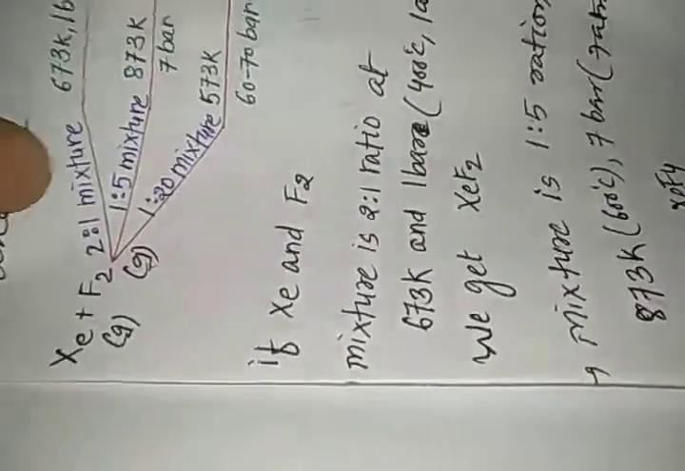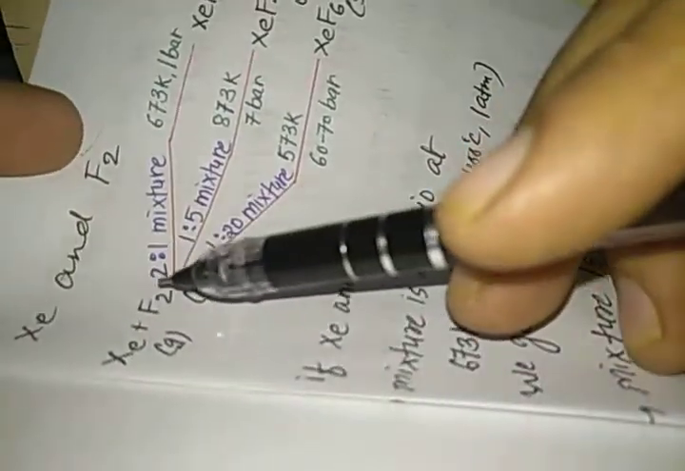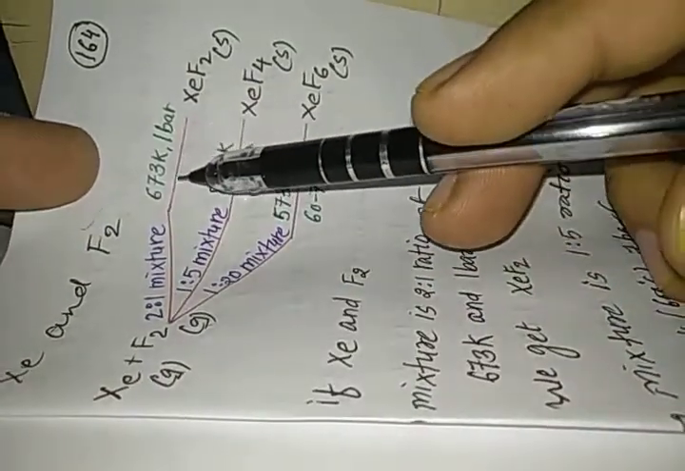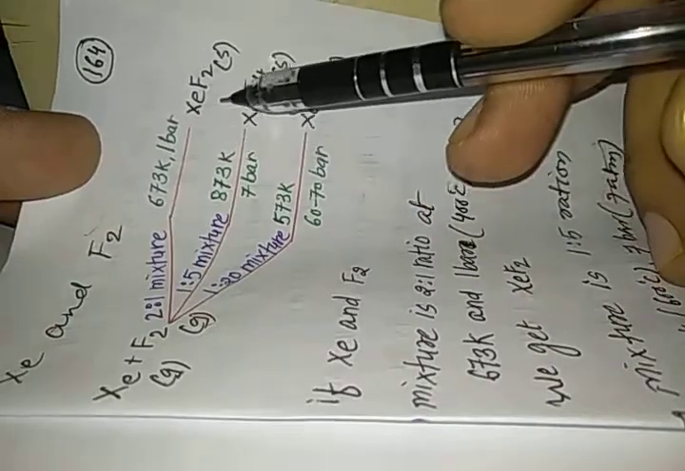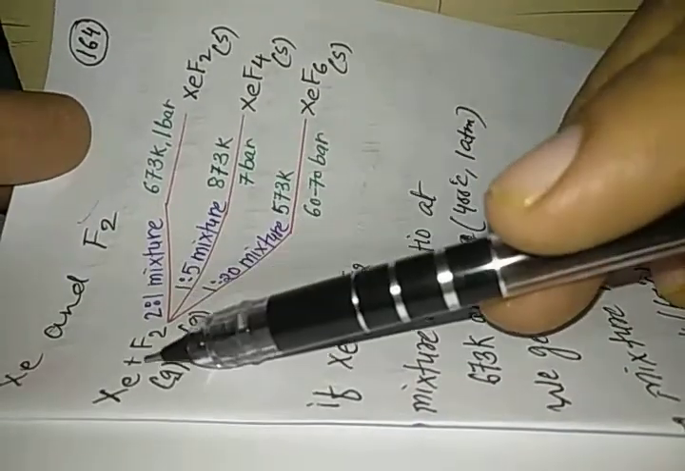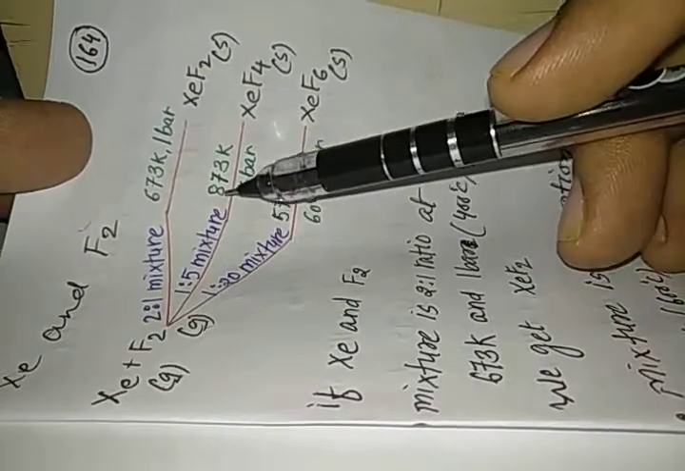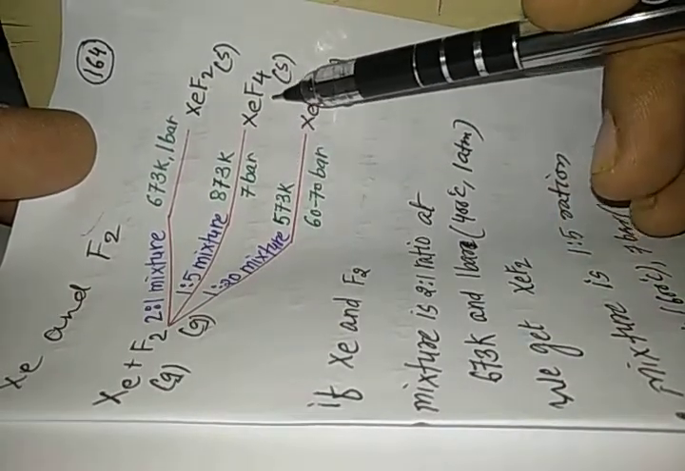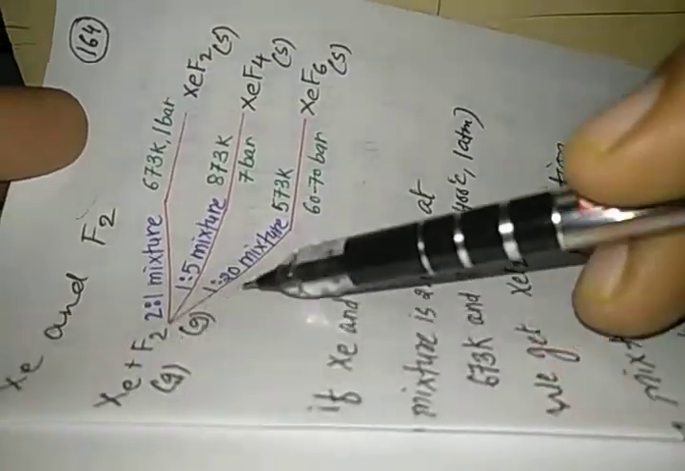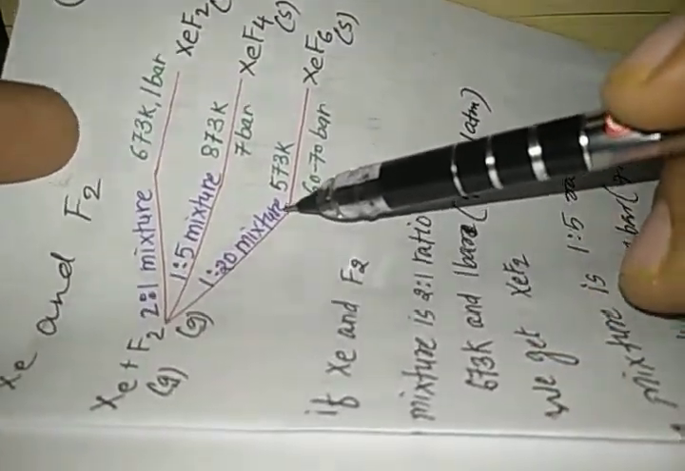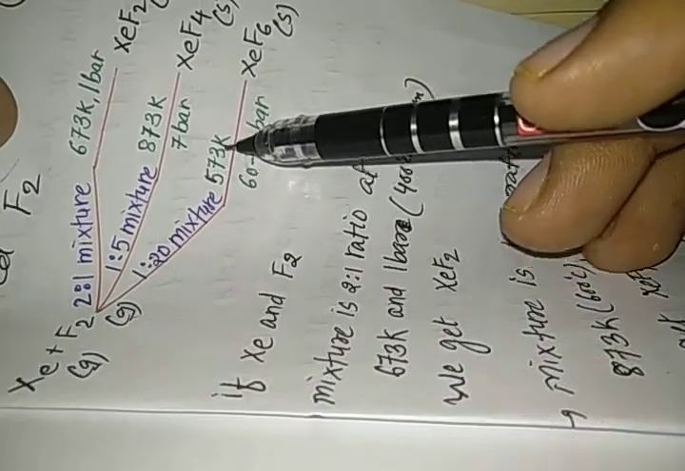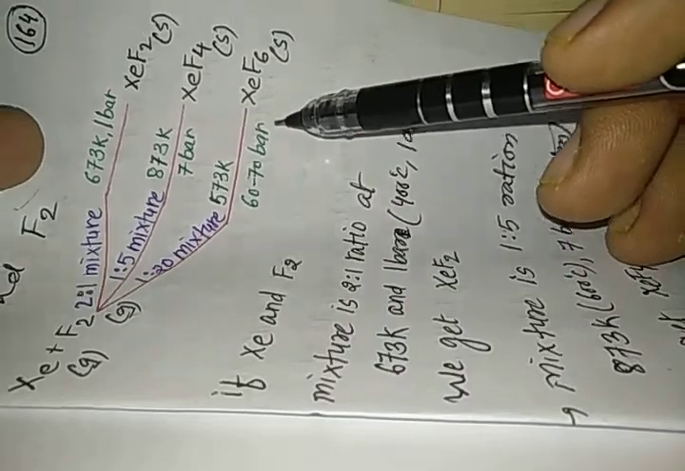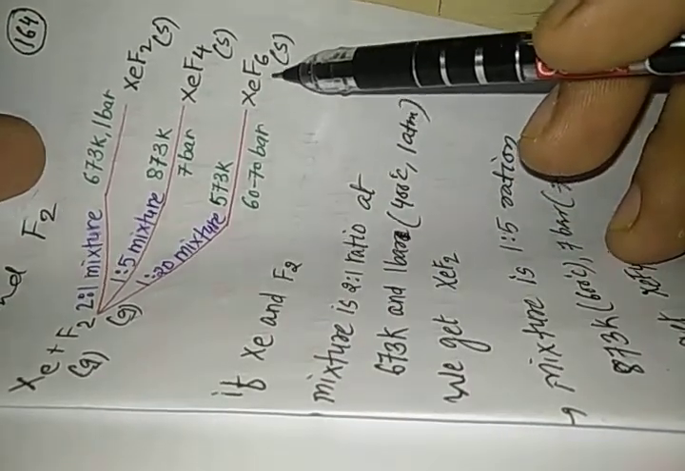So you can easily understand that if the xenon and fluorine mixture is 2:1 and the temperature is 673 Kelvin and pressure is 1 bar, we get XeF2. If the mixture of xenon and fluorine is 1:5 and the temperature is 873 Kelvin at 7 bar pressure, we get XeF4. But if the mixture is 1:20 and the temperature is maintained at 573 Kelvin and 60 to 70 bar pressure, then we get xenon hexafluoride XeF6.